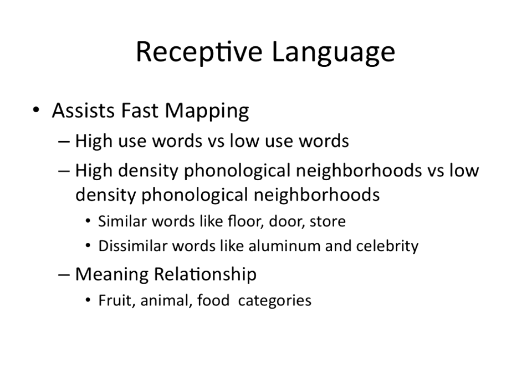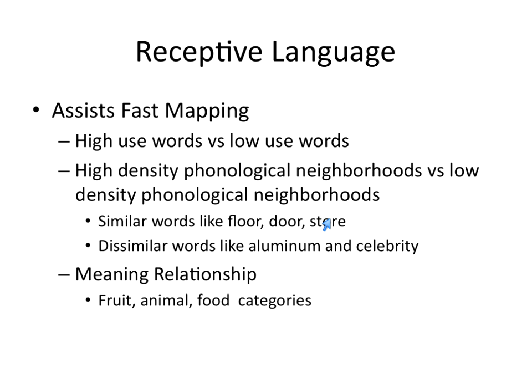High density phonological neighborhood. Look at these words. We have to sound so important. Versus low density phonological neighborhoods. High density phonological neighborhoods are your similar words like lower, door, store. Low density are dissimilar words. So you see you have many more sounds to think about. Aluminum, celebrity. Here they're so similar. Floor, door, store sound kind of similar, so these words are in the same neighborhood.